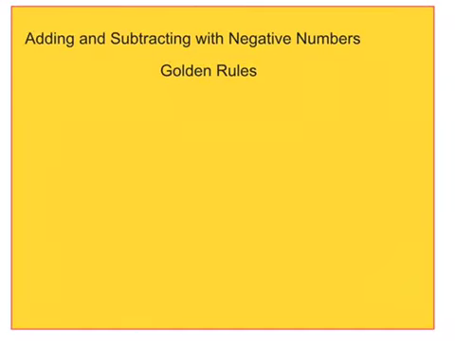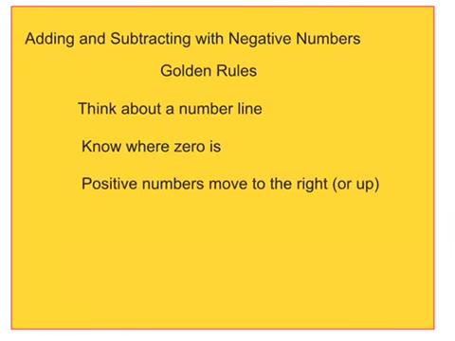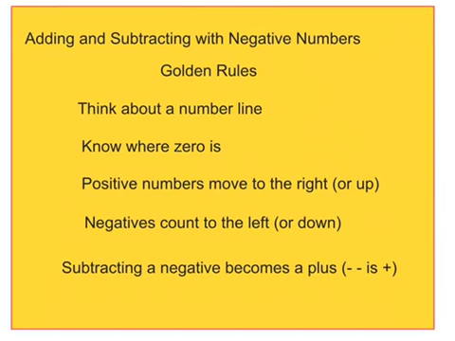So the golden rules that we need to remember: think about a number line, or even draw the number line. Know where 0 is. Positive numbers will move to the right, or they'll move up if you're looking at a vertical scale. Negatives, or when you're taking away, they will start counting to the left or down if you're on a vertical scale. And finally, subtracting a negative becomes a plus. If you've got two minus signs next to each other, when you're adding and subtracting, it ends up as adding.